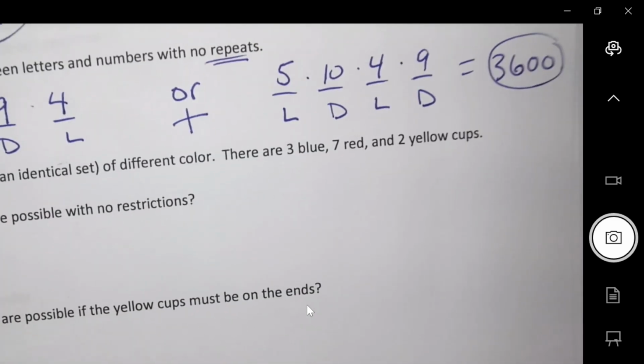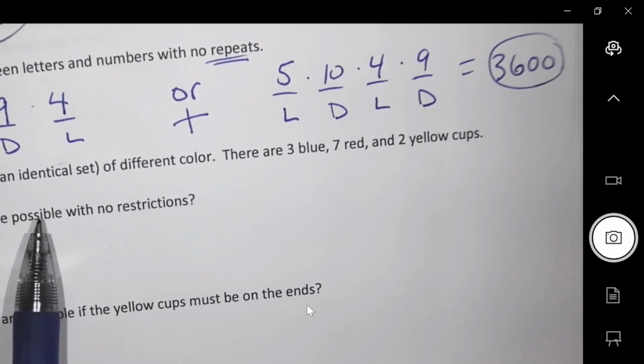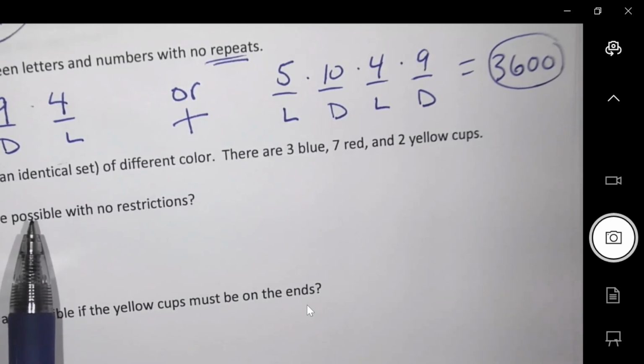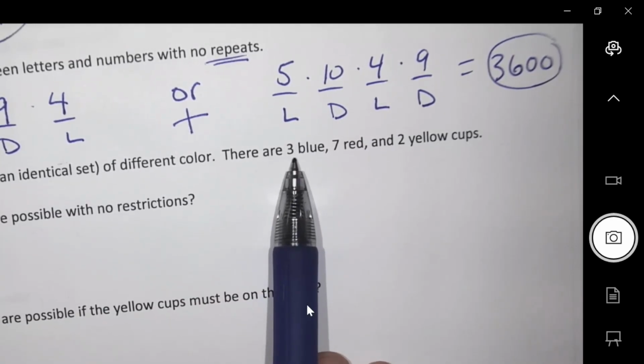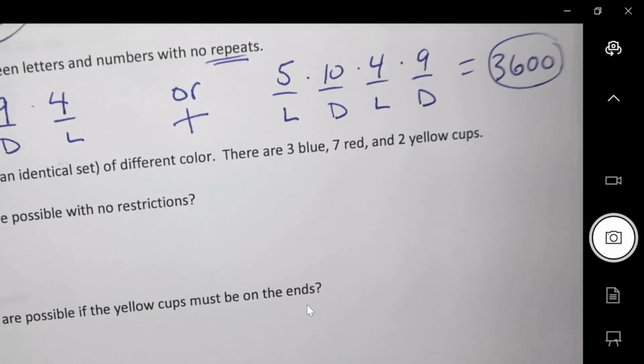Okay, you're going to line up some cups, and the cups are identical to each other minus the color. So when I have 3 blue cups, those 3 blue cups are the exact same. Okay, so you can't tell them apart. So if I have this blue and then I switch them, you can't even tell that I switched them, right? Because it'll look the same.